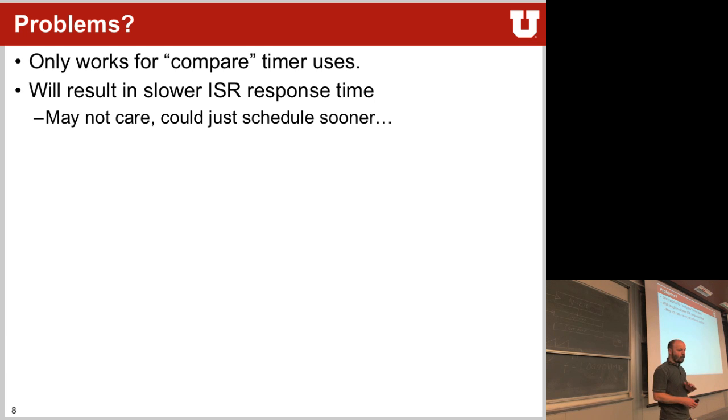What are some of the problems? Well, it only works for compare timer use. Captures are really difficult to virtualize, but at least you can now schedule your events that way, as many as you want. Another problem is the interrupt service routine now will become slower. Because all of a sudden your ISR happens and then you have to go in software through a linked list, finding which element you have to deal with. That takes time and it's not instantaneous anymore.